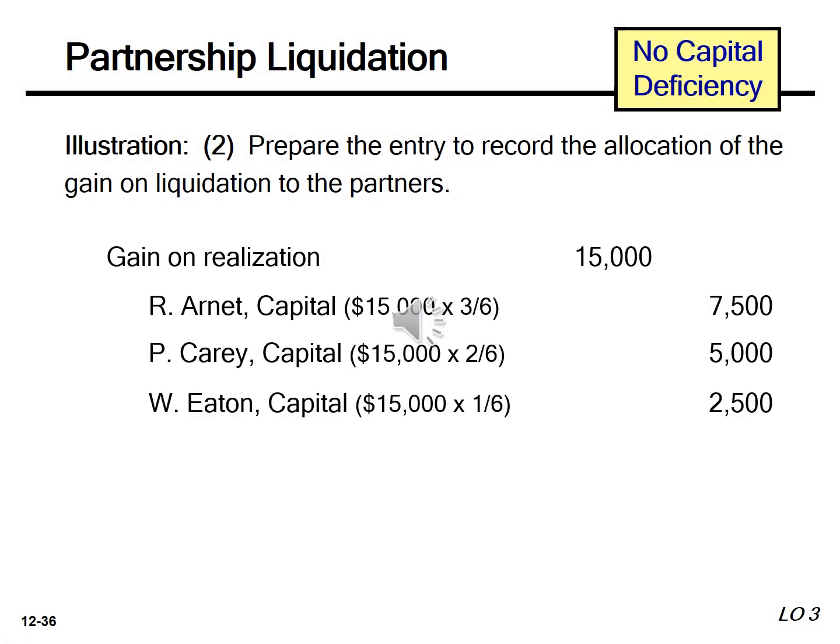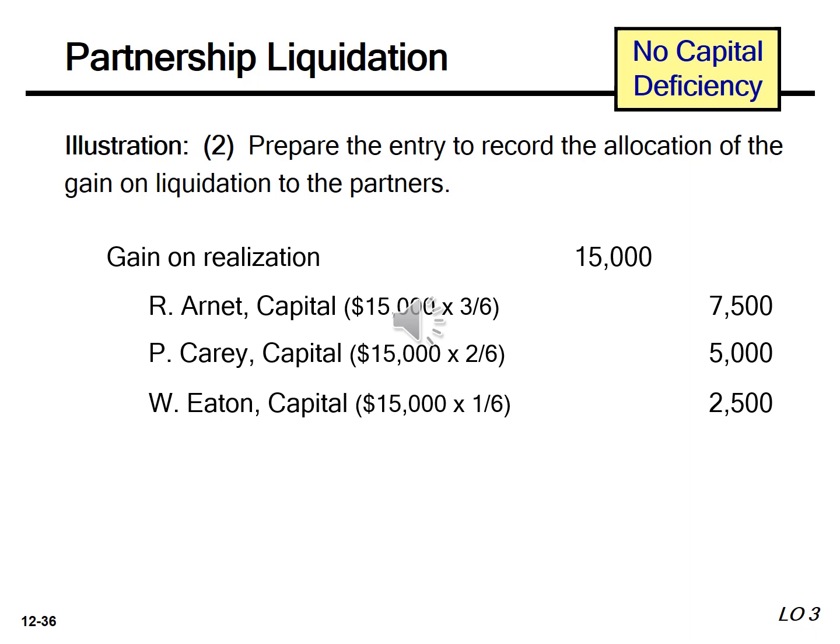The second requirement is to prepare the entry to record the allocation of the gain on liquidation to the partners, and the gain in this case was $15,000. Now we were told that the ratio of disbursement for the partners is 3:2:1. So basically, how do we understand this fixed ratio? We total these numbers. So 3 plus 2 plus 1, that gives us 6.